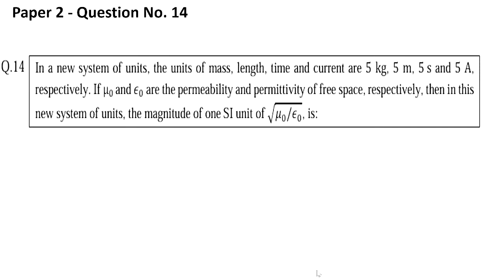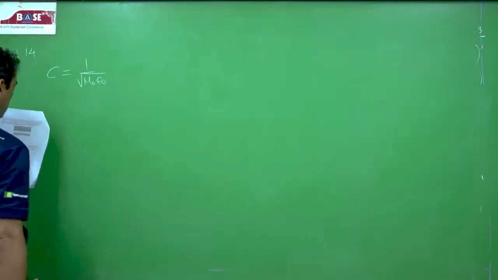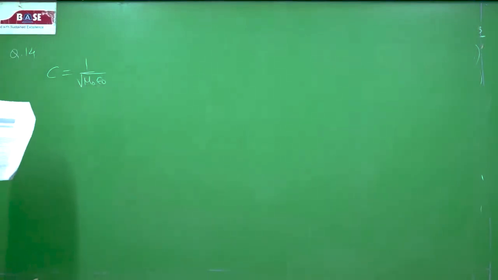If mu naught and epsilon naught are permeability and permittivity of free space respectively, then in this new system of units, the magnitude of 1 SI unit of root of mu naught by epsilon naught is. Okay. I think we can use speed of light. Mu naught and epsilon naught is dealt with, right? So speed of light is root of 1 by mu naught epsilon naught. We want to get mu naught by epsilon naught.